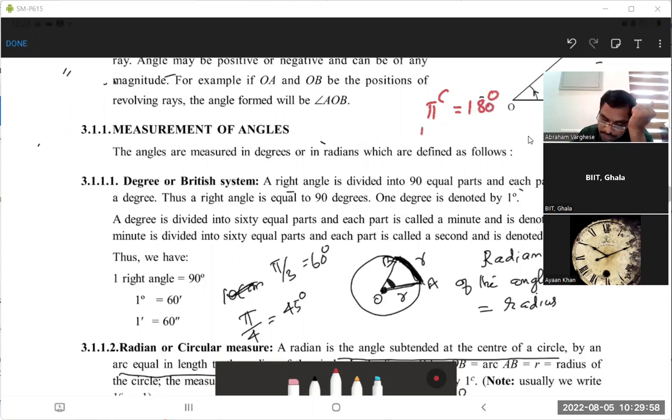So what about pi by 2 radian? Pi by 2 radian will be equal to 90 degree. Pi by 3 radian will be equal to 60 degree. Pi by 6 will be equal to 30 degree. Pi by 4 equals 45 degree.